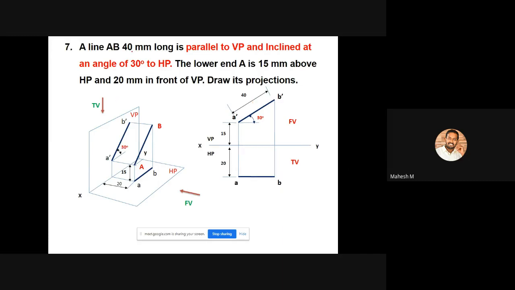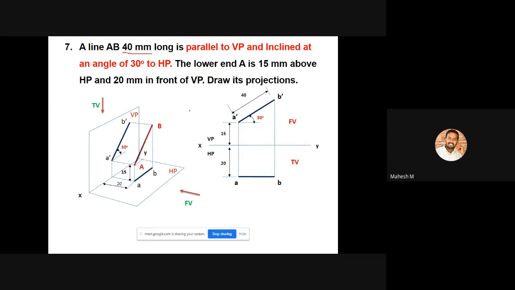The line AB is 40 millimeter long, that means it is the true length. Okay, so the true length of this line is 40 millimeter and it is parallel to VP and inclined at an angle of 30 degree to HP. That means you have to draw a line like this. So this one is our object line.